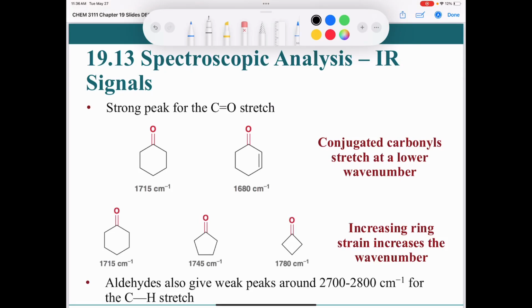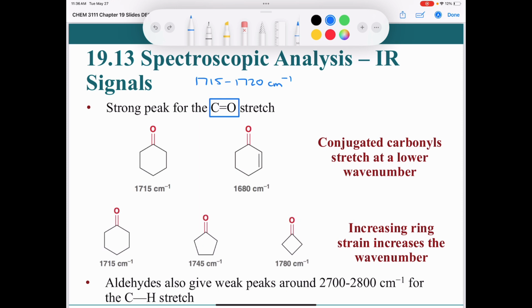I'm sure that everybody's looked at enough IR spectra by now to know that the carbonyl stretch for an aldehyde or ketone usually comes out between 1715 and 1720 reciprocal centimeters. And you can see here in cyclohexanone, the carbonyl stretch is at 1715.